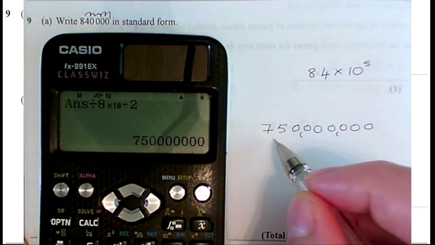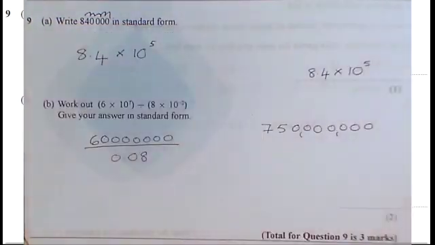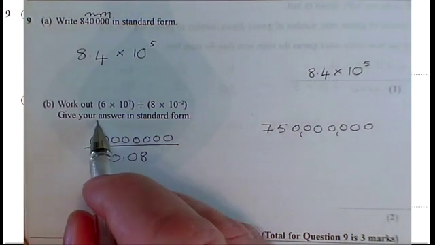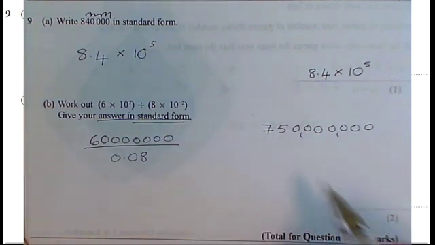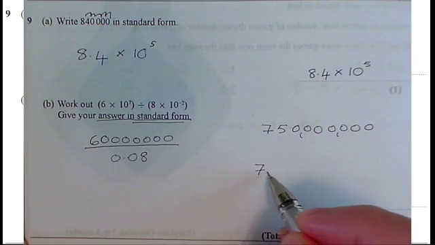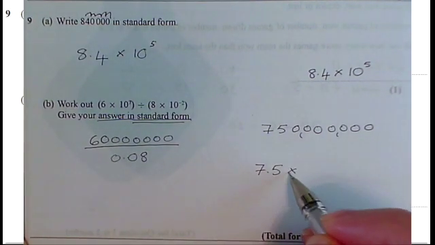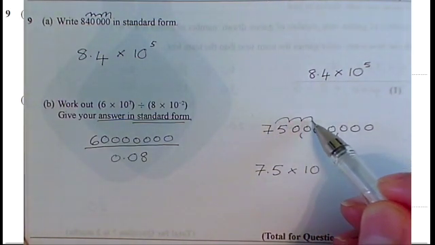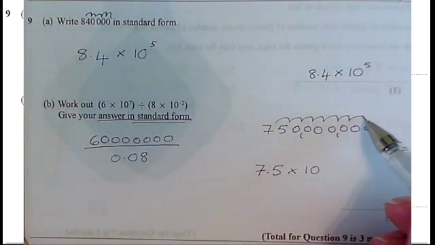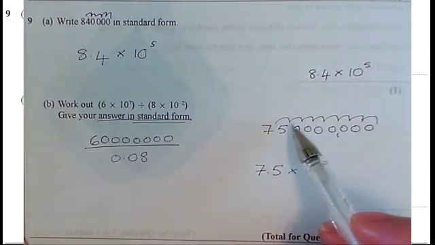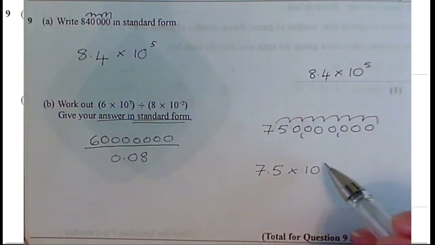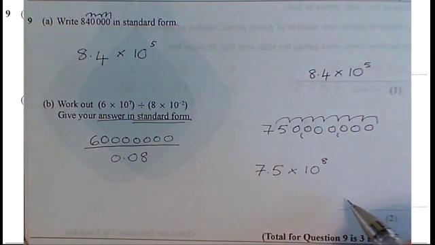Right, now of course they want the answer, don't they? Well, they would do, wouldn't they? They want the answer in standard form. So make sure you answer their question. It says give your answer in standard form. So we're going to write 7.5 and then wonder how many times we bounce from 7.5 to the end of the number. 1, 2, 3, 4, 5, 6, 7, 8. So it looks like 8 jumps, so it's going to be 10 to the power of 8.